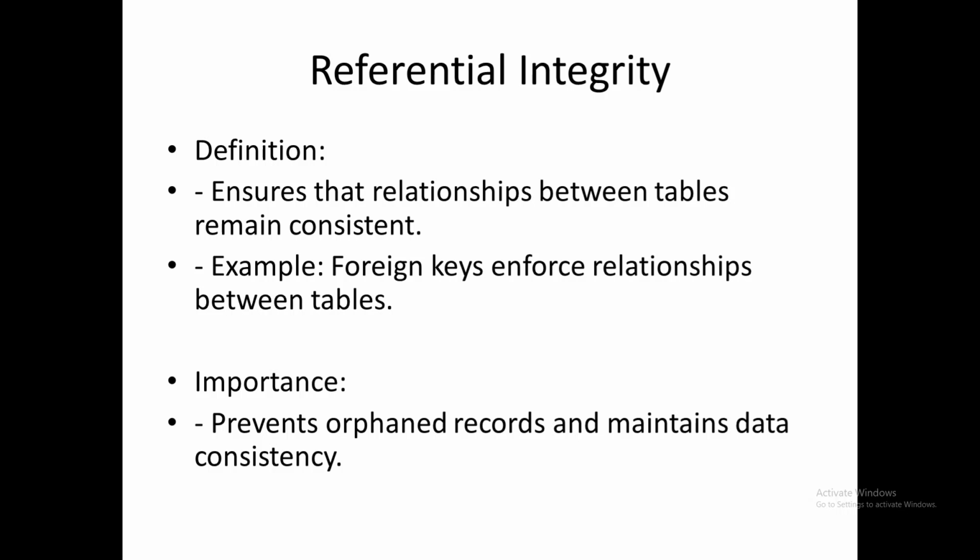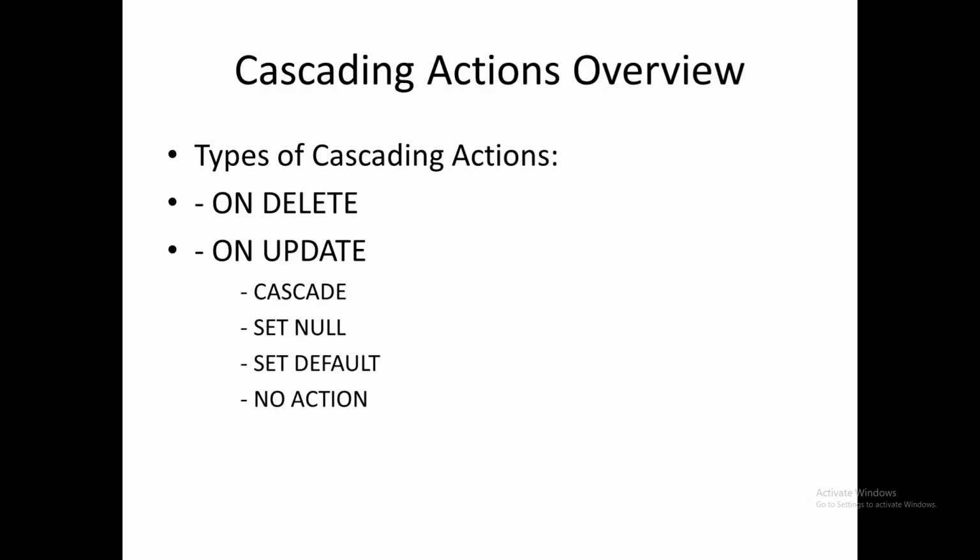It ensures that the relationship between the two tables remains consistent. That's the reason we create the foreign key, which enforces the relationship between the two tables. And what is the importance? It prevents orphan records and maintains data consistency. What is an orphan? Orphan means the child data is present, but the parent entry it is mapped to is not available. So a child record without a parent is what we call an orphan record. Let's go to the next slide.